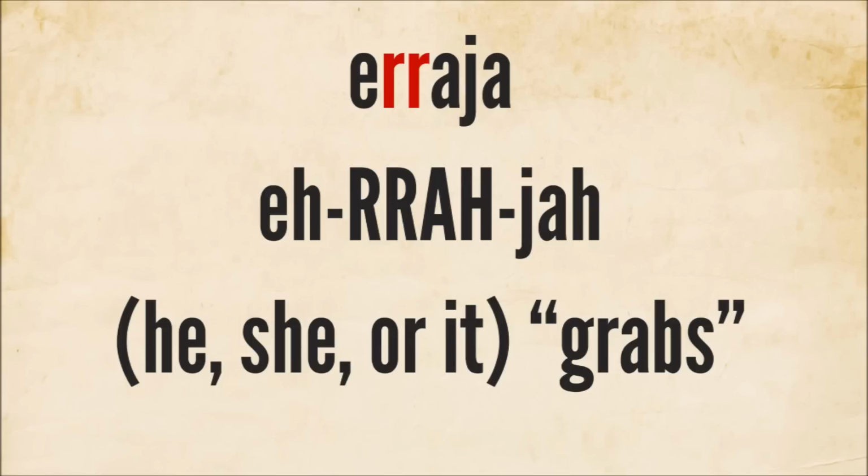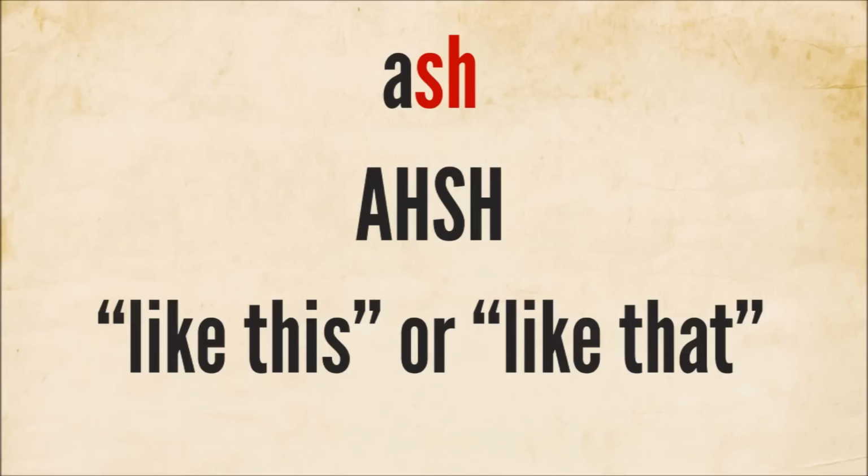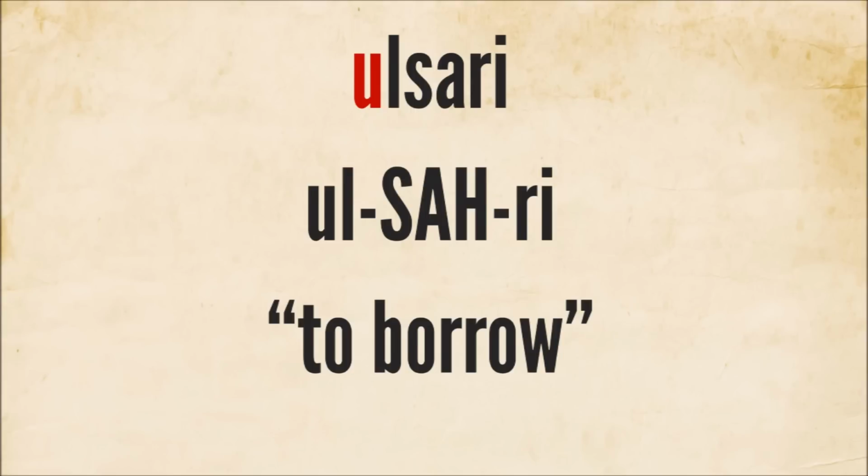This is going to be a rolling R like in Spanish, and that will be represented in this lesson by the word eraja. That is to grab, he, she, or it grabs. Then we have an S, just like in English, it's represented in the word as, which means gold. Then we have an SH, again this is not the letters SH, but that sound, ash, which means this way or that way. Then we have a T, like in the word tam, which means take, he, she, or it takes. Then we have an U in the word ulsari, which means to borrow.